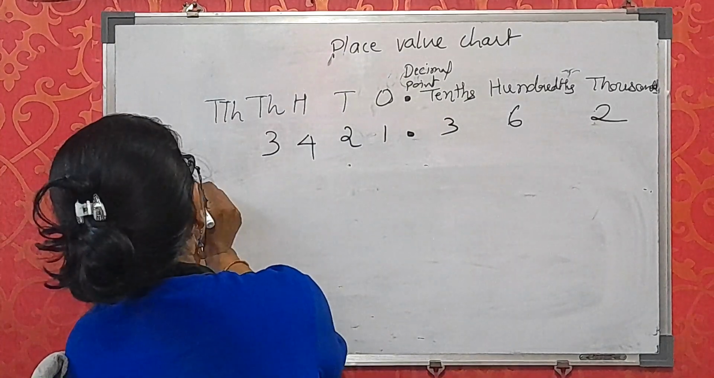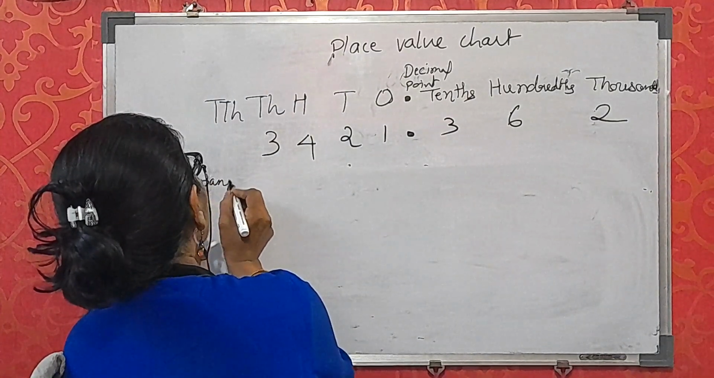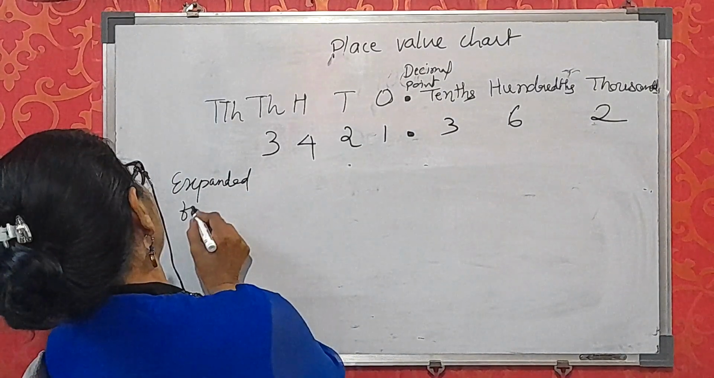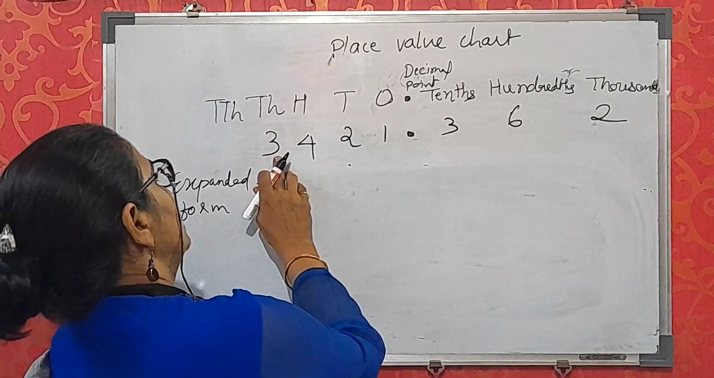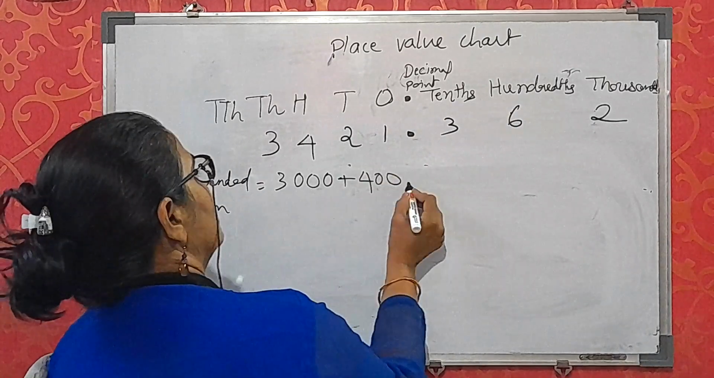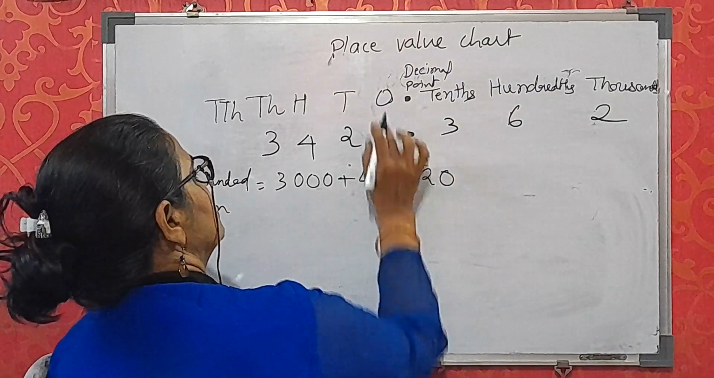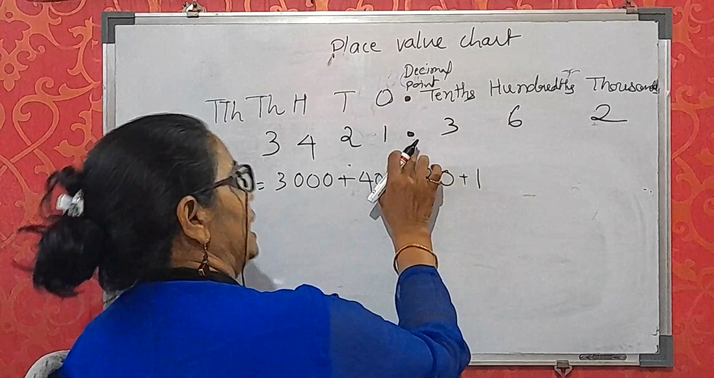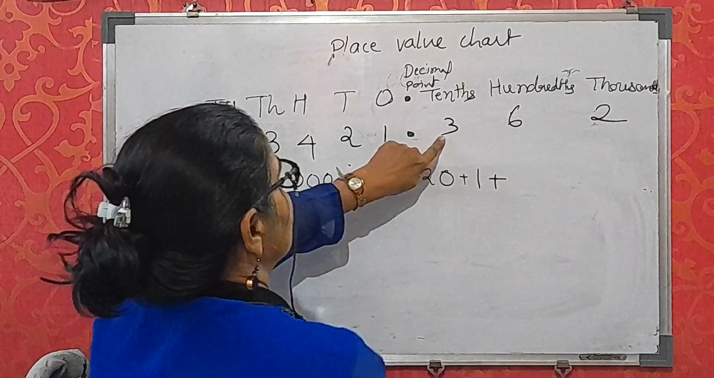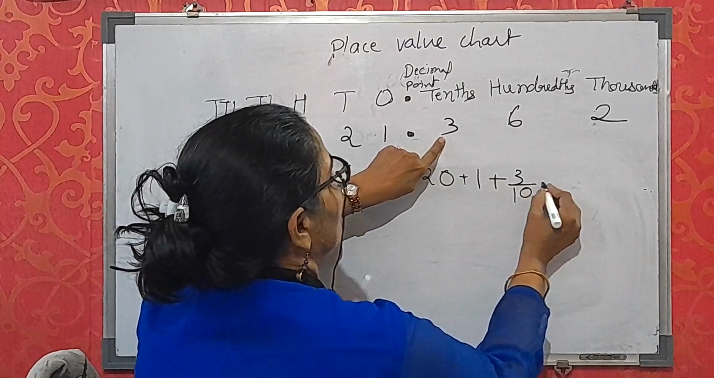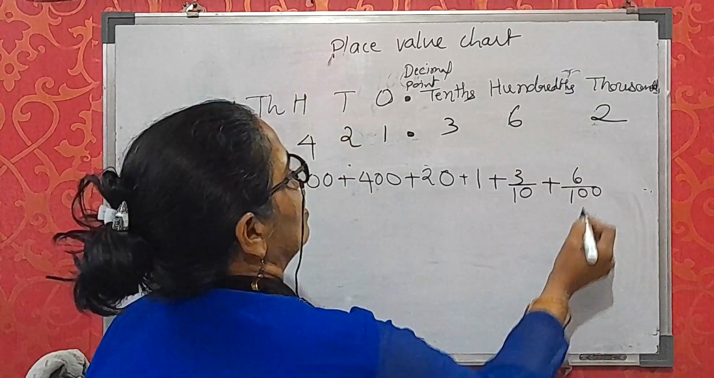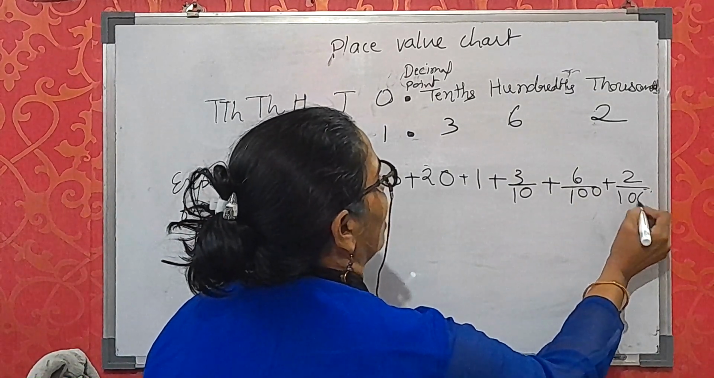Now I want to expand the number. The expanded form of this number is: 3 is in the thousands place. So 3000 plus 400 plus 20 plus 1 ones. Then at the decimal point you will make a plus sign. 3 tenths, so it is 3 upon 10 plus 6 upon 100 plus 2 upon 1000.